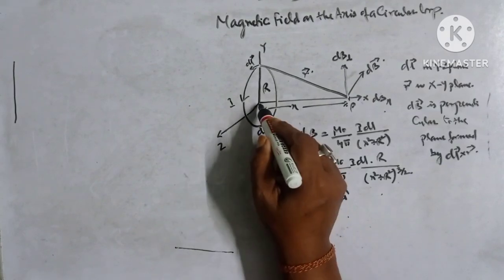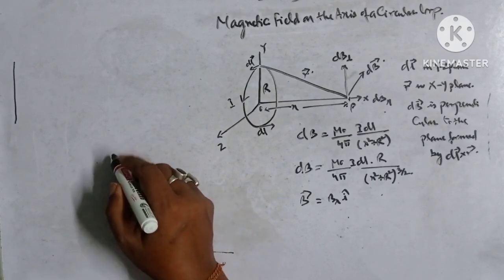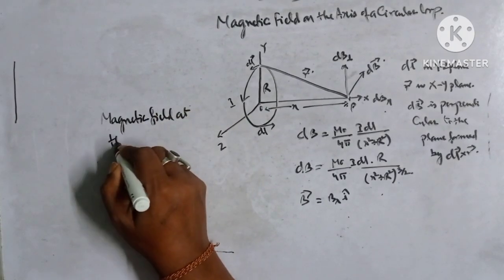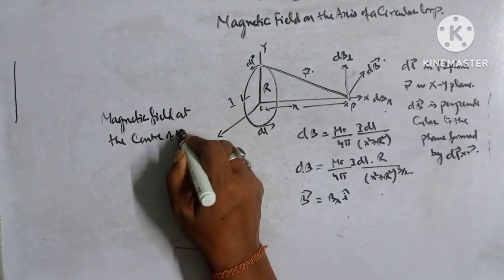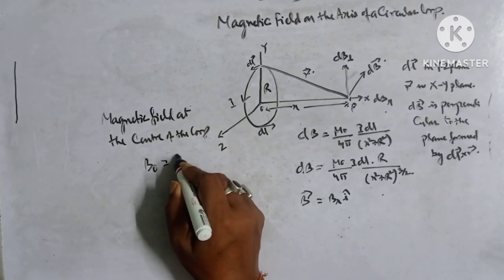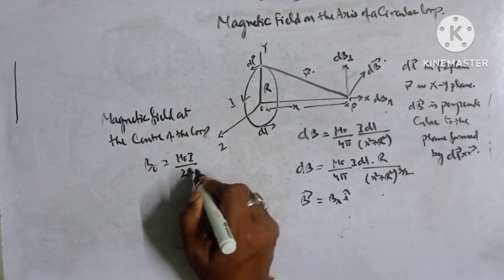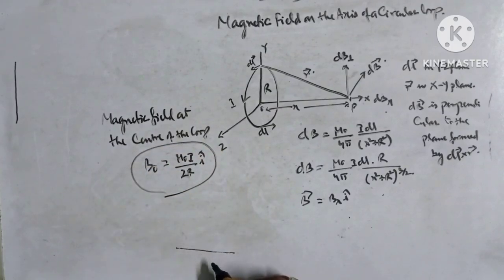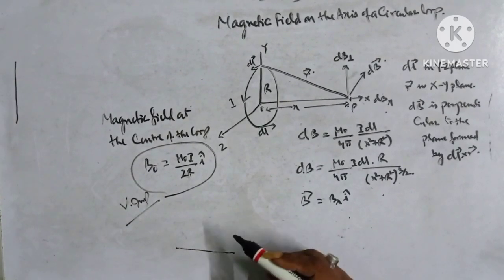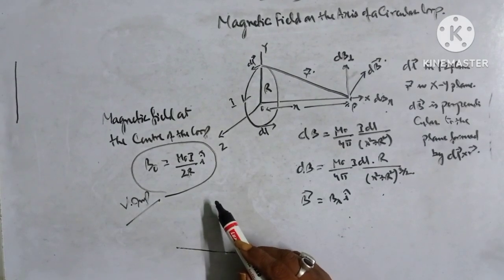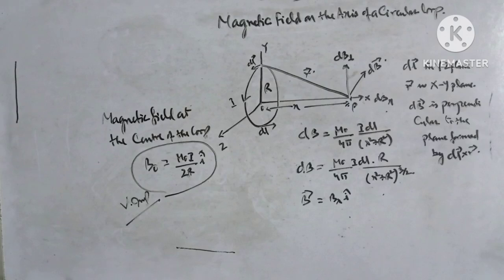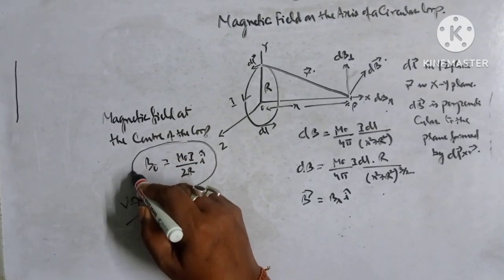Now if you want the magnetic field at the center of the loop, then your B naught will be, since x will be 0, mu naught I by 2r, I cap. So this is very important, the magnetic field at the center, because it is used in any circular loop, in any coil, solenoid. What is the magnetic field at the center of the loop? So this formula is very important.